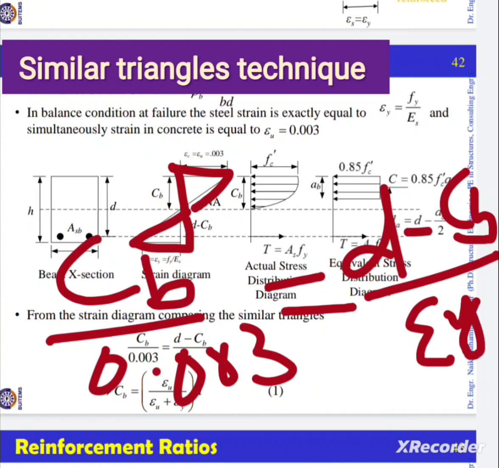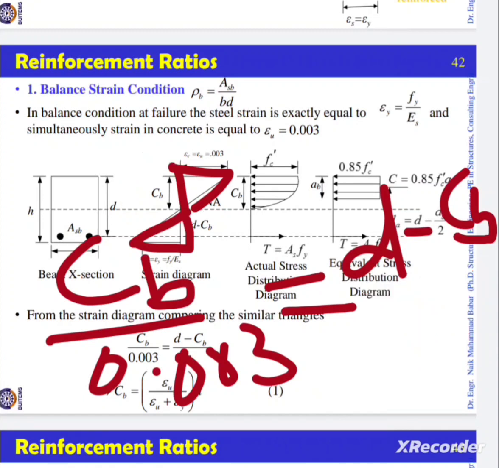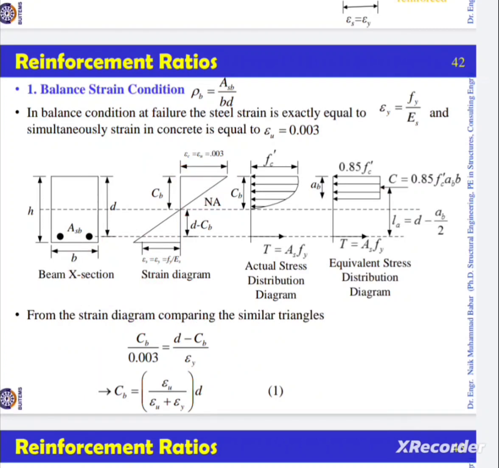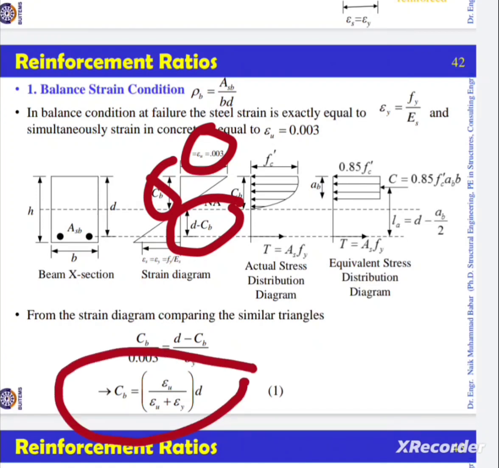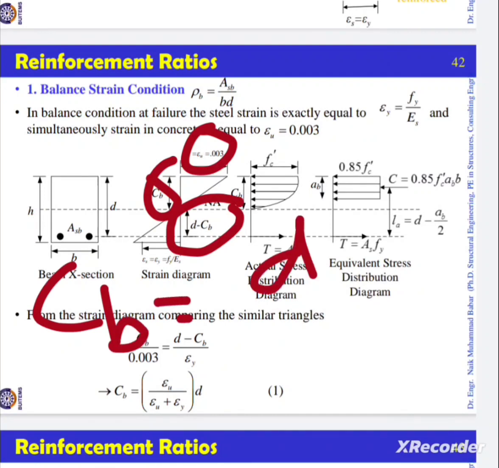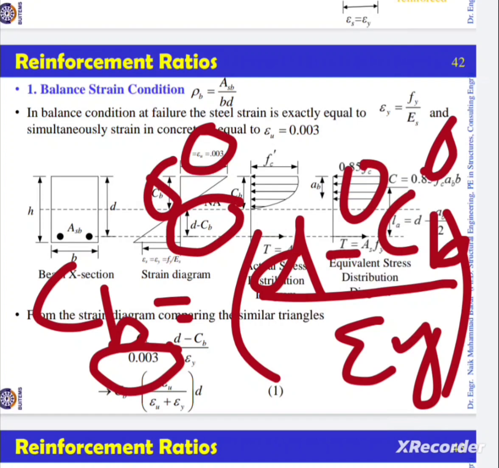You can see that EY. I only assume this strain diagram. For this strain diagram we are interested in finding CB, the distance from the upper fiber to the neutral axis. What will this distance be in terms of other parameters? I take the similar triangle technique on the strain diagram. I divide this length by this strain of one triangle, and equate it to this length and this strain of the other triangle. Both are equal, since the similar triangle technique tells us that. If we want to find CB, after calculation this value comes: CB will be equal to D minus CB divided by EY, multiplied by 0.003. This whole vector is multiplied by 0.003.